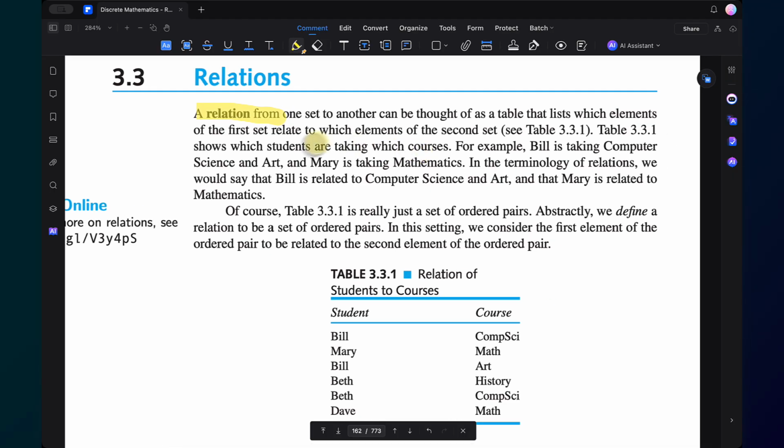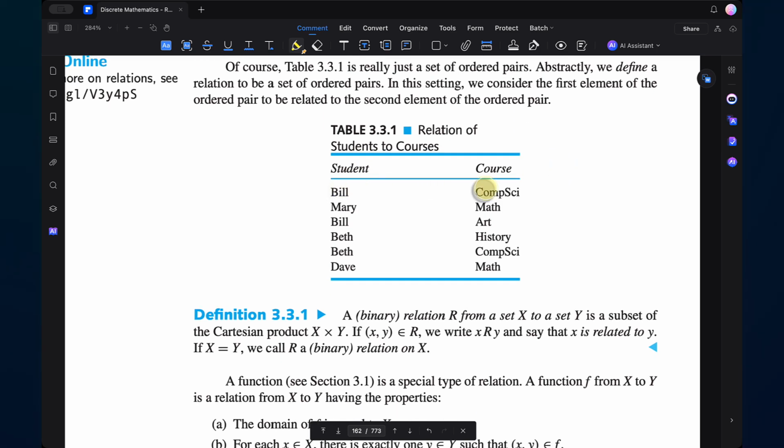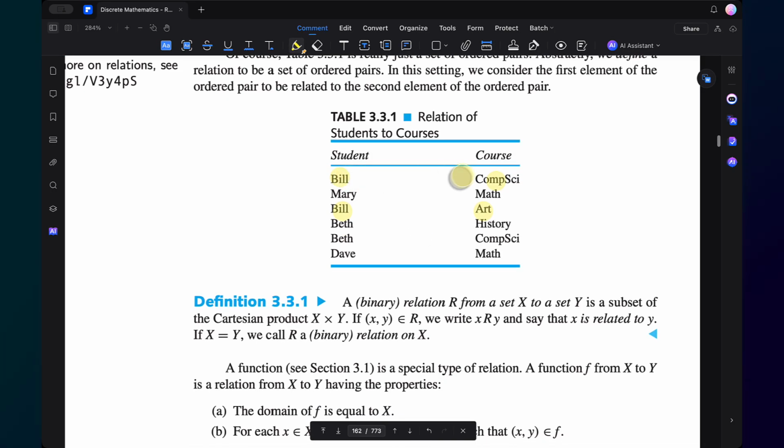A relation from one set to another can be thought of as a table that lists the elements of the first and the second that are related. For example, a relation of students to courses: Bill is in computer science. Mary is in math. Bill is in art. Beth is in history. Beth is in computer science. Dave is in math. Notice that here we have the same Bill corresponding to two different things, so it's not necessarily a function from the set of students to the courses. In fact, in general, it's not. It's just a relation. It just talks about whether one thing is related to the other.